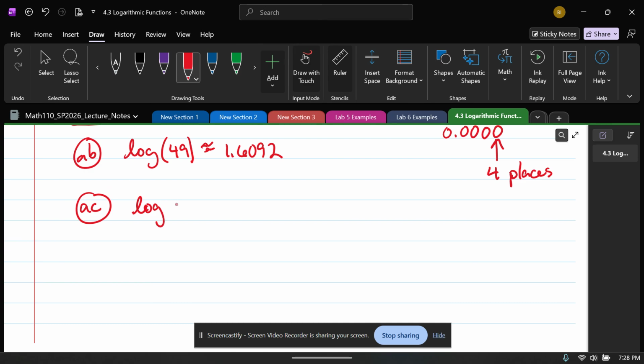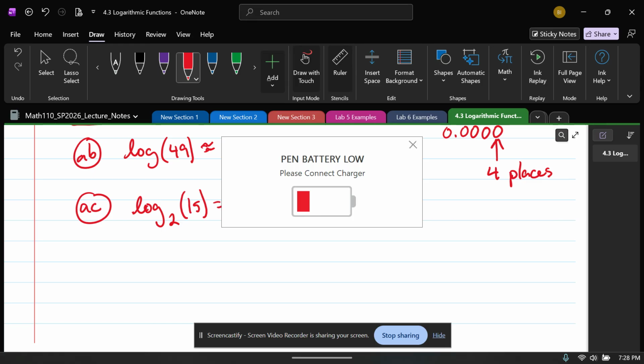Where we have to learn a little bit here is log base 2 of 15. So we got a different base. The pen battery is low. Yeah, I know. Let's try another one. One of these that don't work. All right.